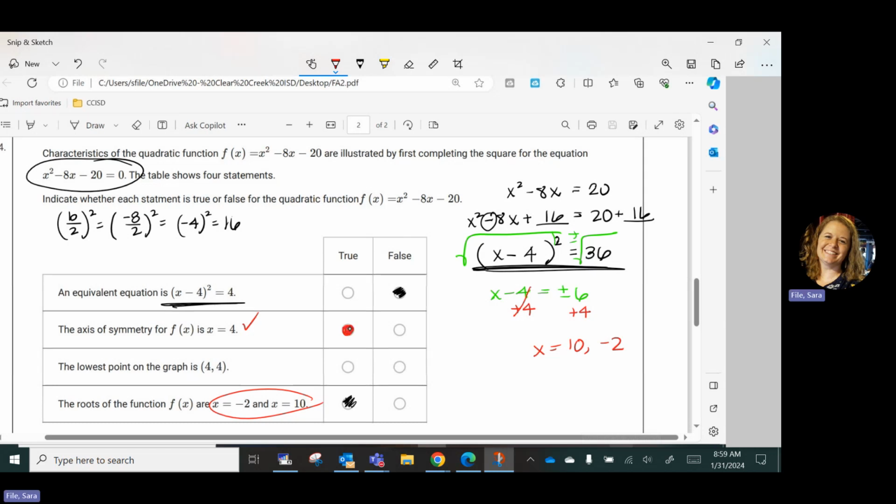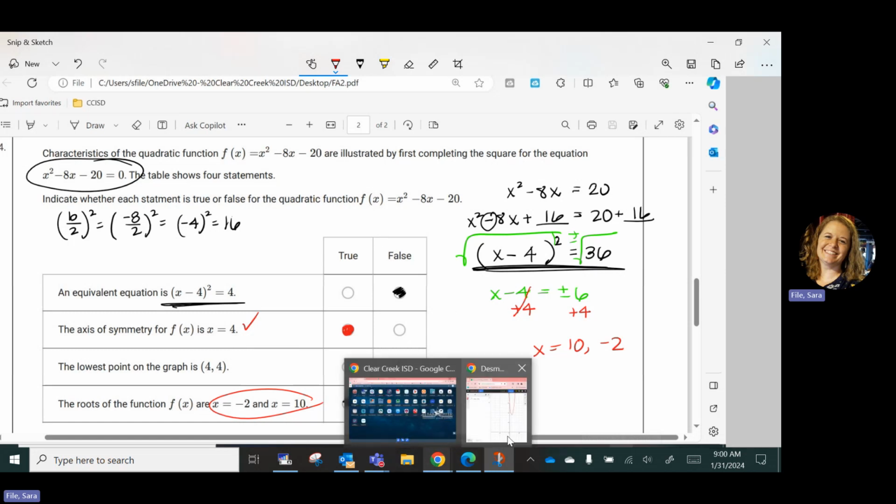Okay, now is the lowest point on the graph 4, 4? One way to answer this is to plug in that x value of 4 into the equation. And you could do that up here where it's equal to f of x and figure out what that should be. Okay, but most of you, I think graphing would be the easiest method here.